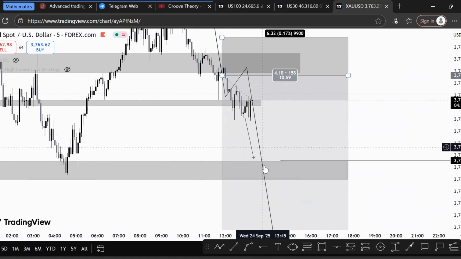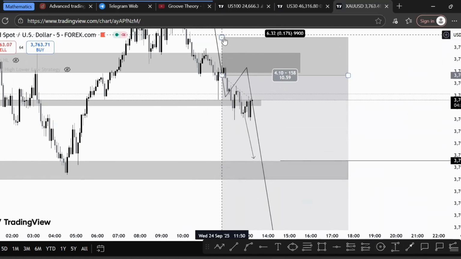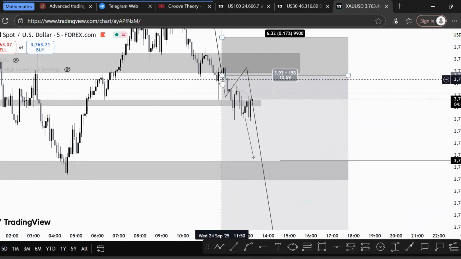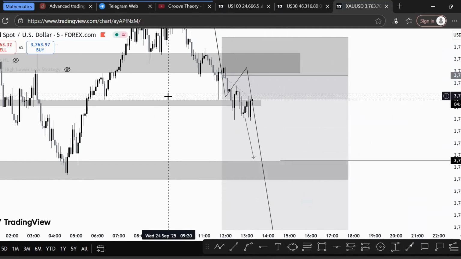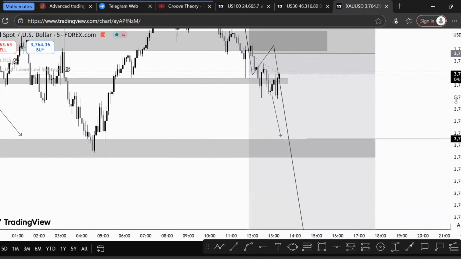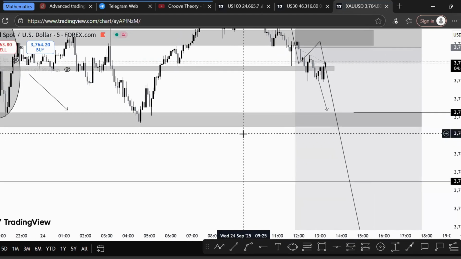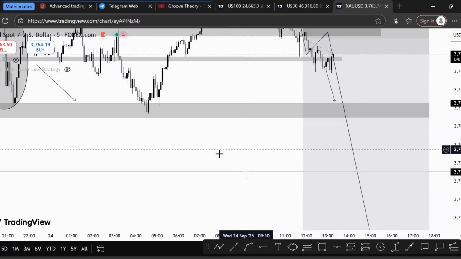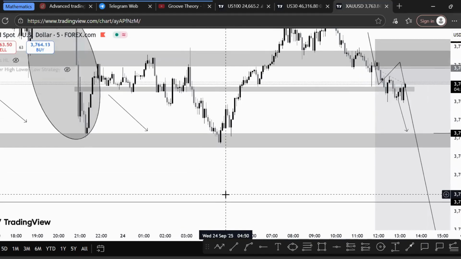And once we get to this level, we can then be in a position where we can move our stop loss to entry point, or to break even, as most people would say. So that's something that we're looking at, we're waiting for at this moment in time. So that's what I want to see happening on gold.